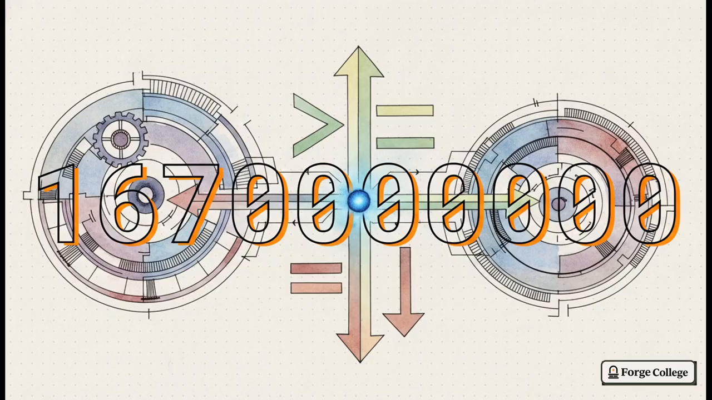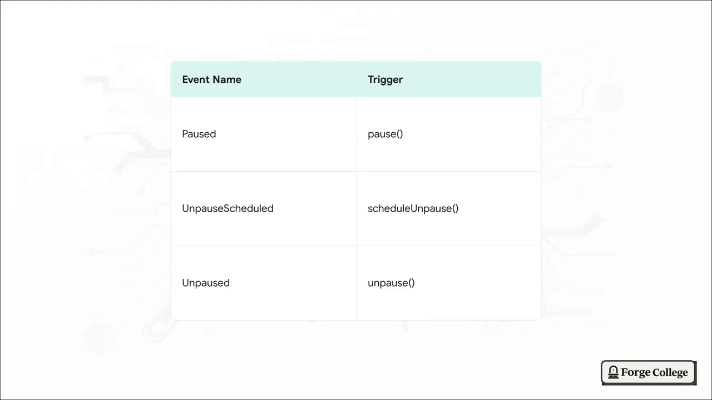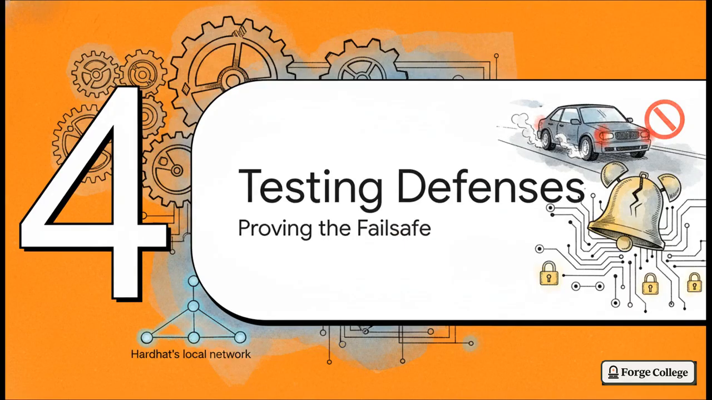It's that simple. And to leave a rock-solid paper trail, we have to emit events, specifically paused, unpause scheduled, and unpaused. We're not just doing this to make the code look pretty. Off-chain monitors are watching these specific events like hawks, so they can detect an incident in real time and immediately alert your security team.